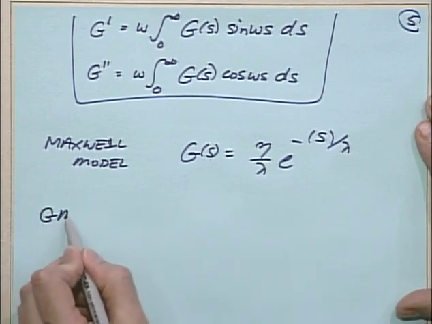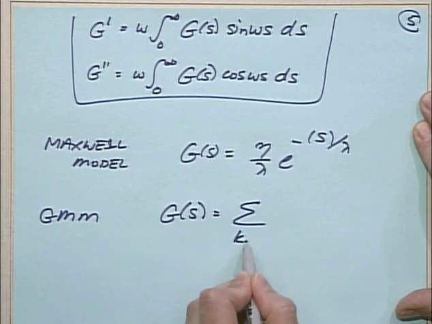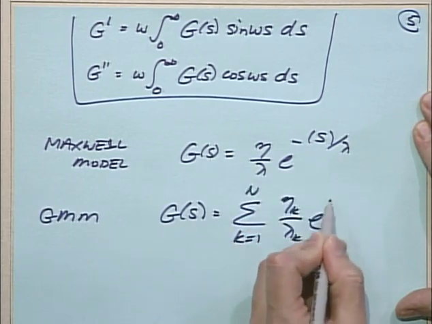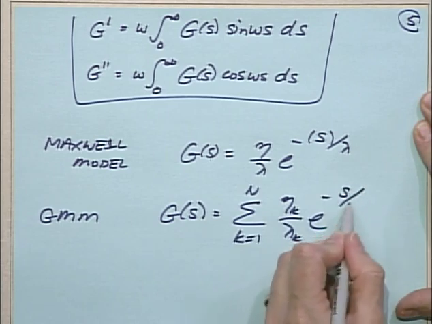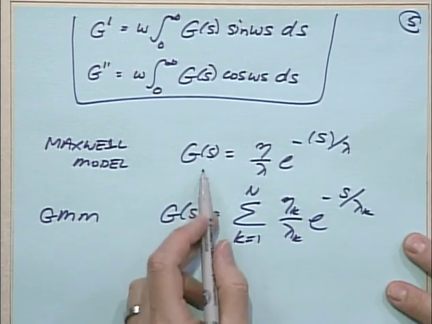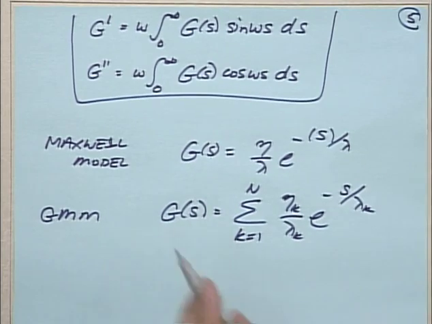For the generalized Maxwell model, G of s is equal to the summation k equals 1 to n of eta k over lambda k e to the minus s over lambda k. This function G is the function that appears when you do the step strain experiment, and it's the function that appears out in front of the gamma dot in the generalized linear viscoelastic model.